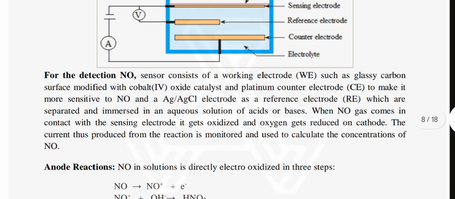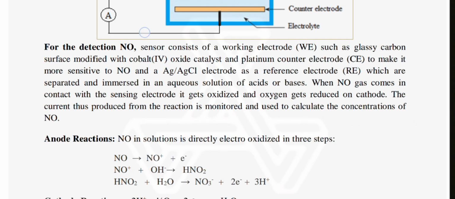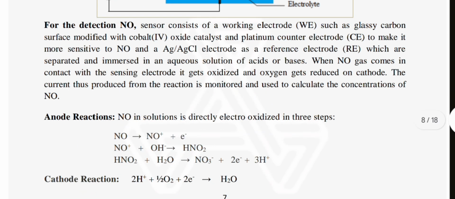For the detection, the nitrogen oxide sensor consists of a working electrode, WE, such as glassy carbon surface modified with cobalt oxide catalyst, and platinum counter electrode, CE, to make it more sensitive to NO, and Ag/AgCl electrode as a reference electrode, which are separated and immersed in an aqueous solution of acids or bases. When nitrogen oxide gas comes in contact with the sensing electrode, it gets oxidized and oxygen gets reduced on cathode. The current thus produced from the reaction is monitored and used to calculate the concentration of NO.